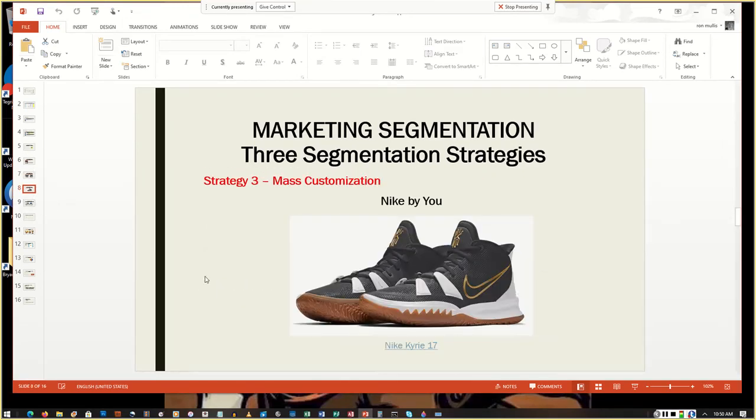The third strategy is mass customization. Contrary to the way it sounds, when a business mass customizes, they are looking to appeal to a segment of one. So just one segment that they're going after. Mass customization defined is tailoring products or services to the taste of individual customers on a high volume scale.